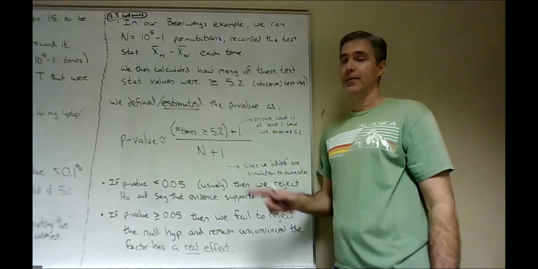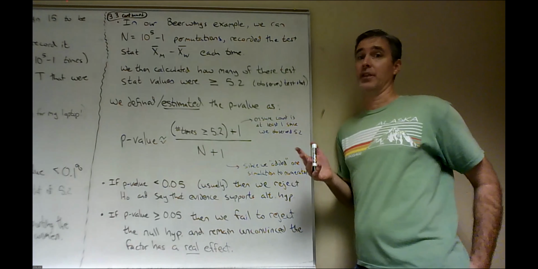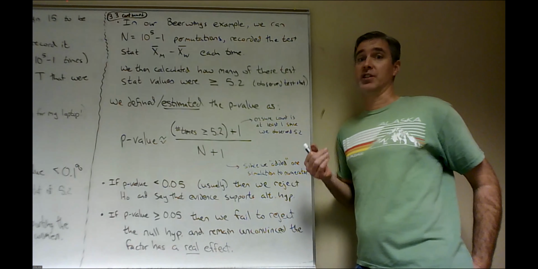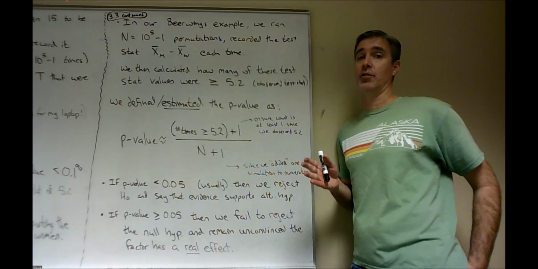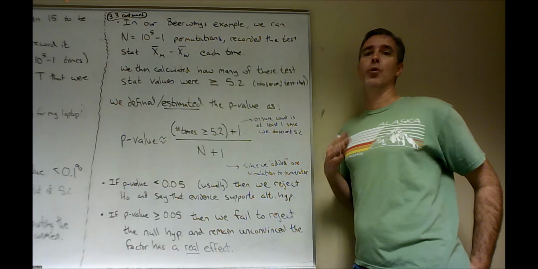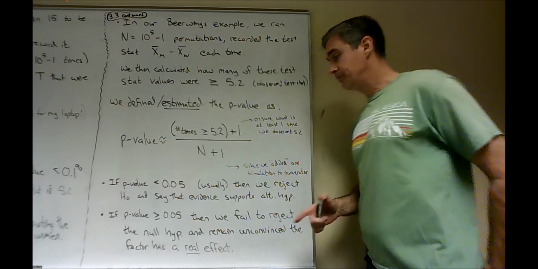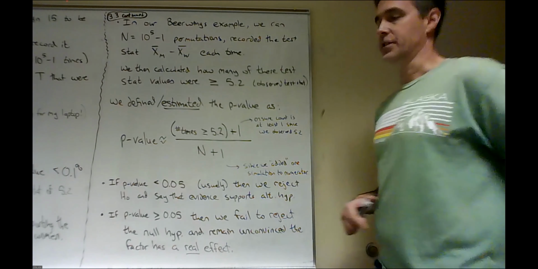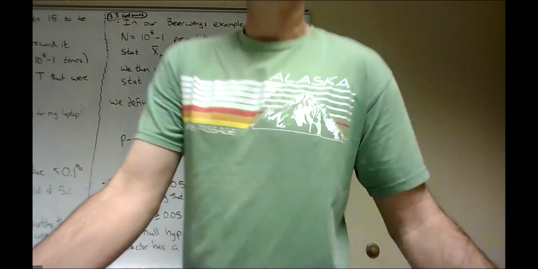And if the p-value is greater than or equal to 0.05, then we fail to reject the null hypothesis. So basically we say, look, we can't rule out that the observed test statistic is just as extreme as it is by chance. So we're going to stick with our null hypothesis that the factor has no real impact, and what we saw just happened by chance, okay? So we're going to remain unconvinced that the factor had a real effect. Okay? All right, big fly move.